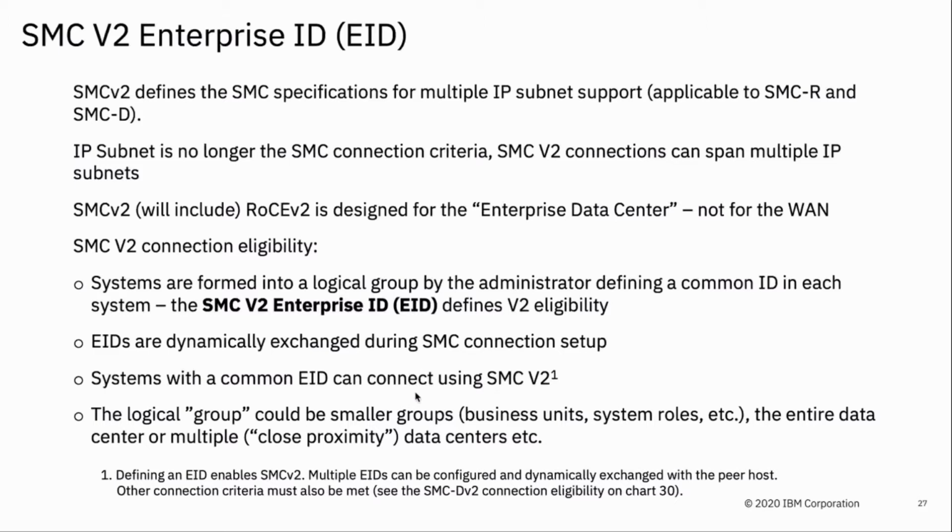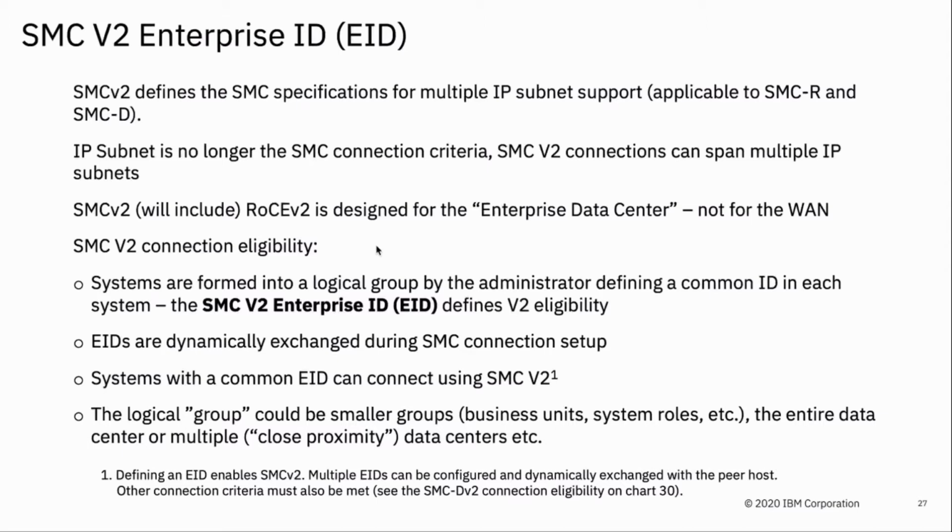You'll see that when we get to SMC-R, we'll talk more about it, that it's not intended for wide area network solutions. And the question is, well, what is the reach? We'll talk more about that later. But the point is that you can define the scope now by just defining an enterprise ID, an EID, and then sharing that same EID, configuring it in the systems that you want to talk in the same logical group. And typically it could be your data center, or it could be smaller groups, etc. So again, the IP subnet is no longer part of the connection criteria. Since it can span multiple subnets, it's basically this notion of having a common EID.